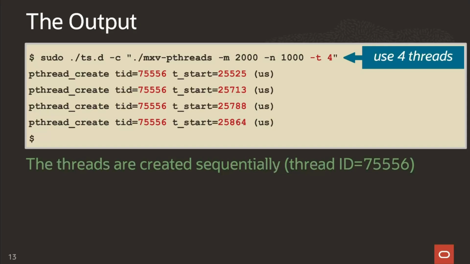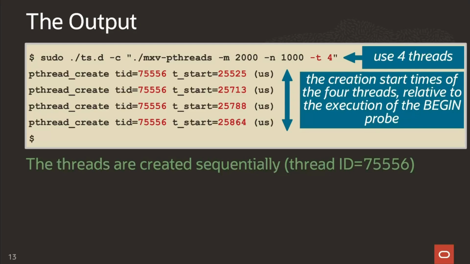We run the program as usual. You've seen it before. My D program is stored in a file called ts.d. I execute my mxv pthreads program, and I'm going to run it with the parameters that I've just shown. And recall, I'm using 4 threads. The 4 lines to follow, that's the output of our D program.